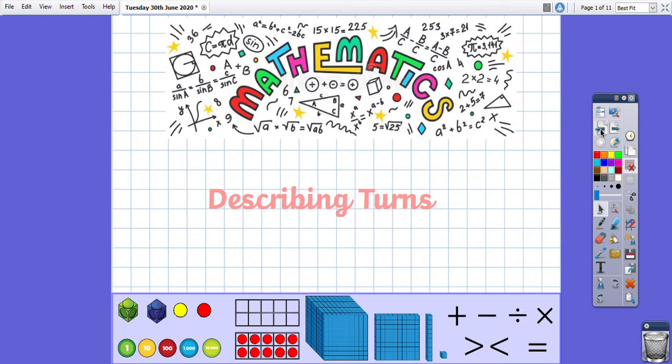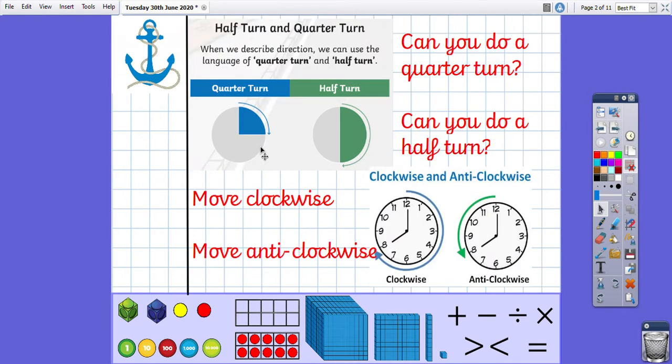Hope you enjoyed yesterday's maths lesson in describing movement, and today we are describing turns. Now, I think this will be quite tricky, and it's quite tricky for us to teach you when you're not in school, but do your best, okay? So, you need to know your clockwise and anti-clockwise movements, and your quarters and your halves.